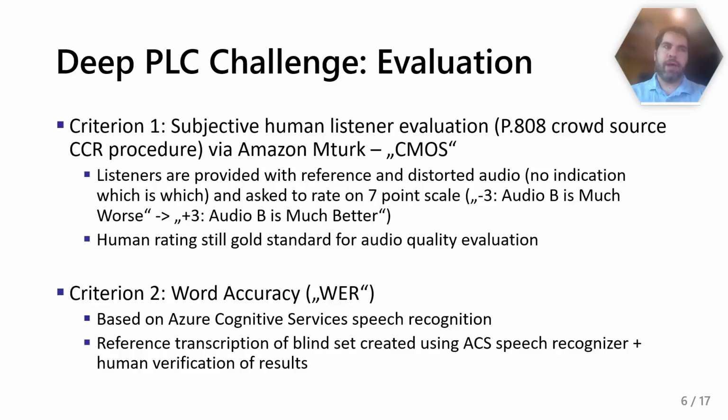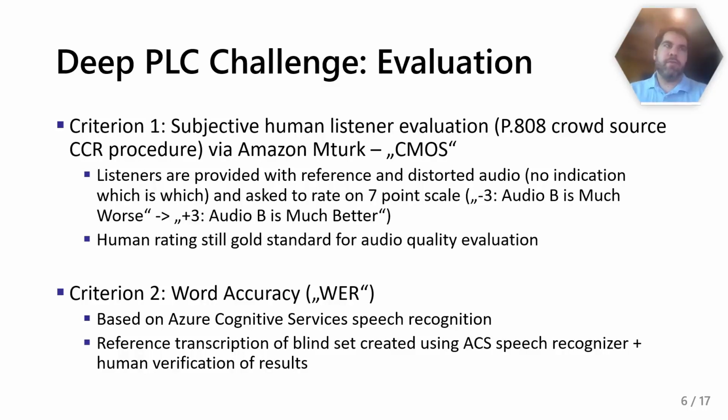So the question is, how do you actually evaluate a challenge like this? And the answer is you have humans listen to audio for the most part. So we had two evaluation criteria actually. One was P808 crowdsourced CCR ratings, so comparative category ratings, where we had listeners who listened to a reference audio and distorted audio without an indication which was which, and were asked to rate on a 7-point scale from -3 audio B is much worse to +3 audio B is much better, with orders and everything randomized, obviously.